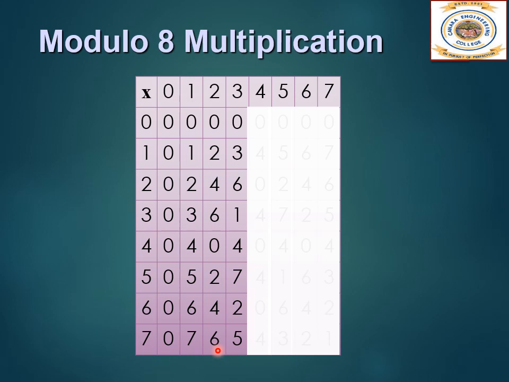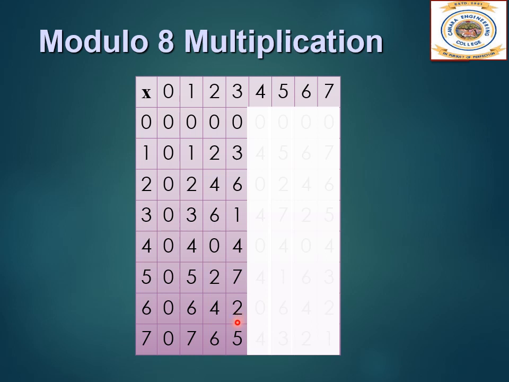So again column 3, this is also in a similar fashion. 3 into 0, 0. 3 into 1, 3. 3 2s are 6. 3 3s are 9. So 9 mod 8 is 1. 3 4s are 12. 12 mod 8 is 4. 3 5s are 15. 15 mod 8 is how much? 7. Then 3 6s are how much? 18. So 18 mod 8.